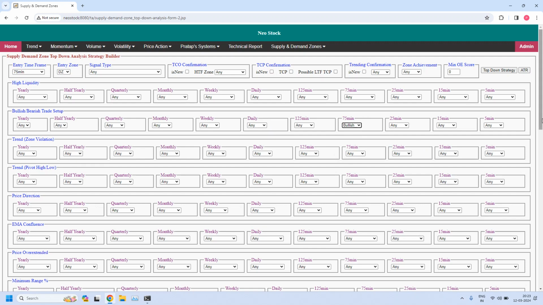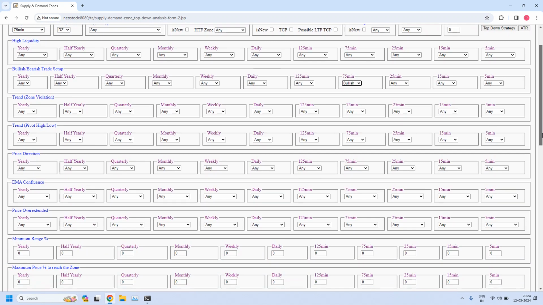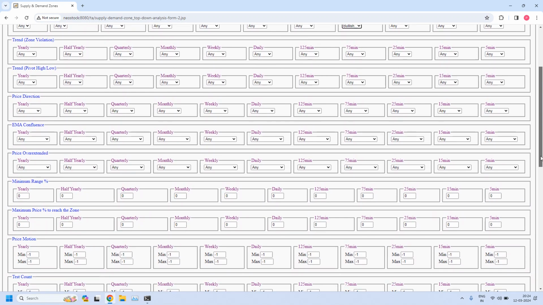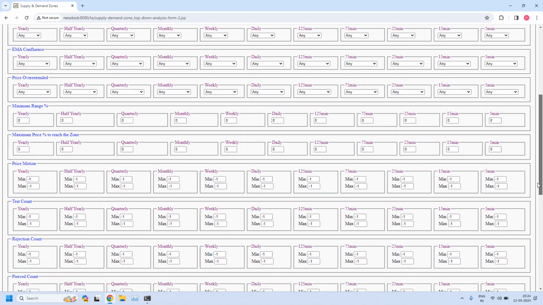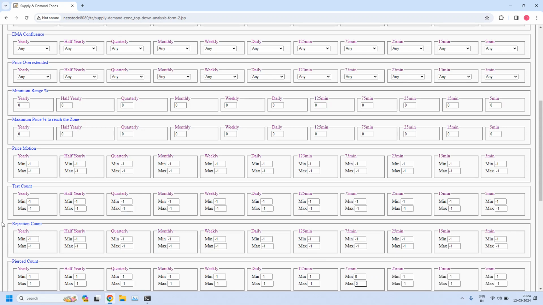Now we will set the bullish trade setup, and we will set more parameters because the list is big. The first parameter is we don't want pierced zones. That is the reason why I am setting the pierced count to 0 in the 75 minutes, because the entry time frame is 75 minutes, the entry zone. So I'm setting minimum value 0 and maximum value 0. That indicates the zone is not pierced. Count 0 means zone is not pierced. Okay, pierced count we set.